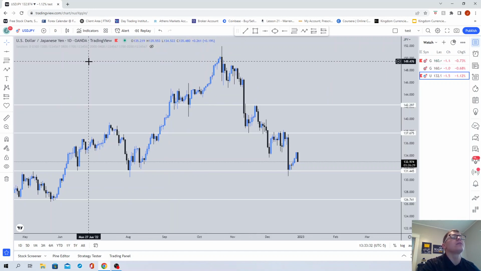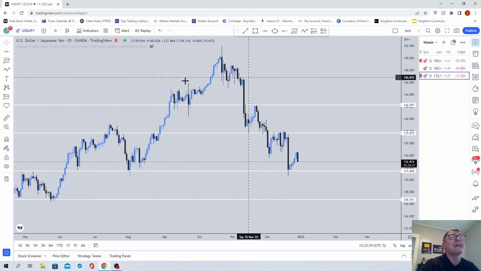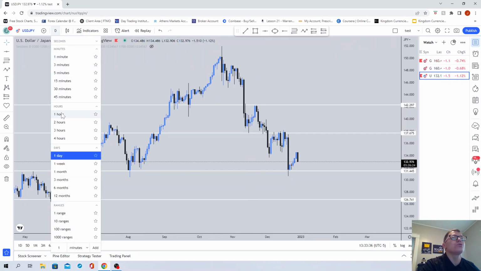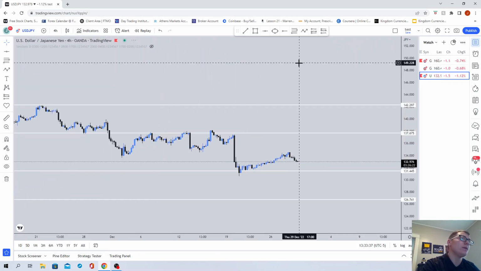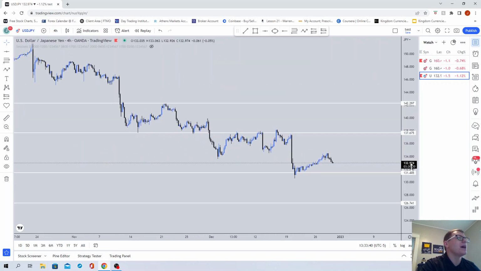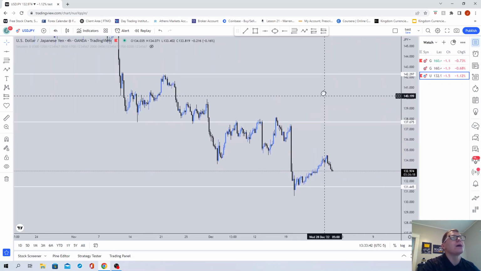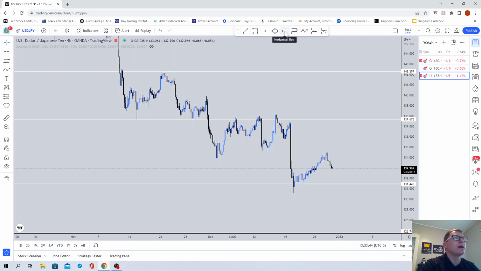After I mark my daily levels and identify what the daily trend is, I drop down to the 4-hour time frame. And I mark what I call minor levels because they're not daily. And I mark these with my horizontal ray tool. And I like the color to be black. That signals it's a minor zone.